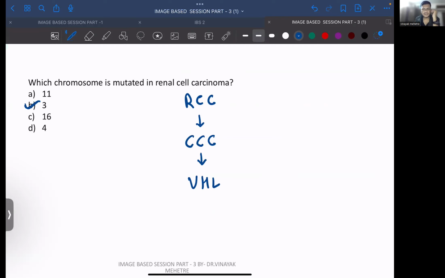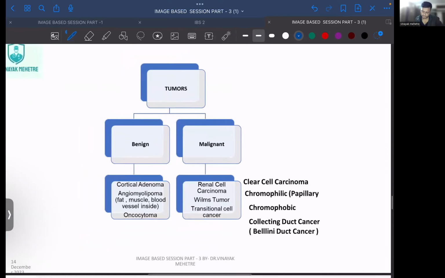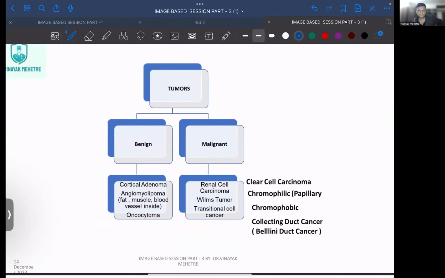Okay? RCC, clear cell carcinoma, CCC, and the VHL gene is mutated. So everything will be 3, right? Most common type is clear cell carcinoma. Okay, malignant, right? Yes, CCC.